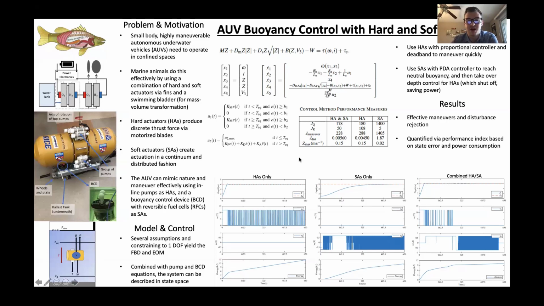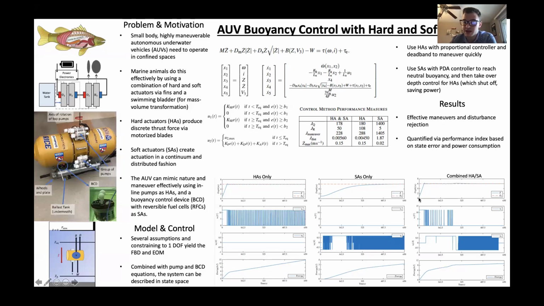The overall results of this model and control algorithm can be seen here in these plots, where in the far left, we can see that in a hard actuator only scenario, the system maneuvers quickly from a depth of 1 meter to a depth of 6 meters and then goes into oscillations, pretty much indefinitely, but it consumes a lot of energy doing this. In a soft actuator only scenario, the system is able to maneuver successfully from 1 to 6, consuming very little energy, but it takes a very long time and is a very gradual and slow process.